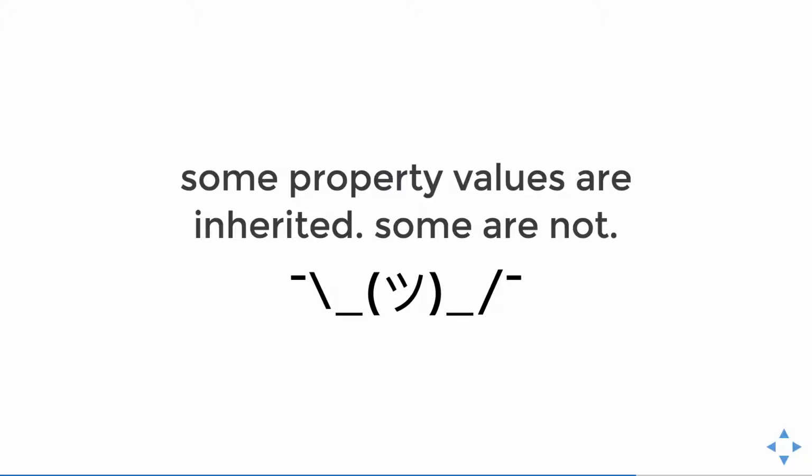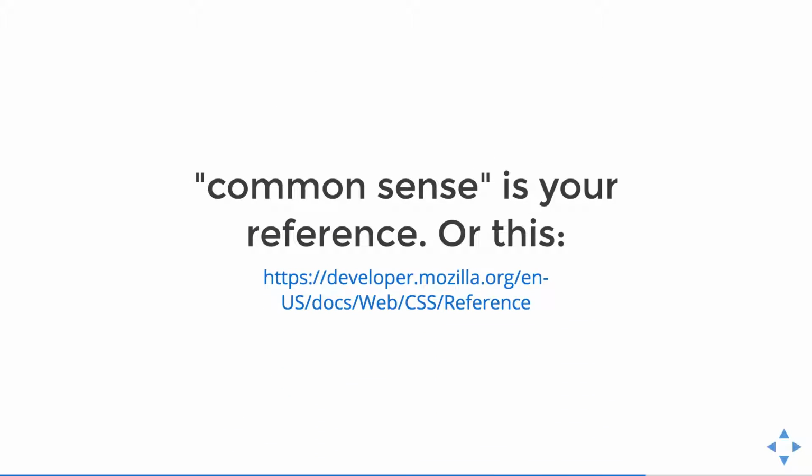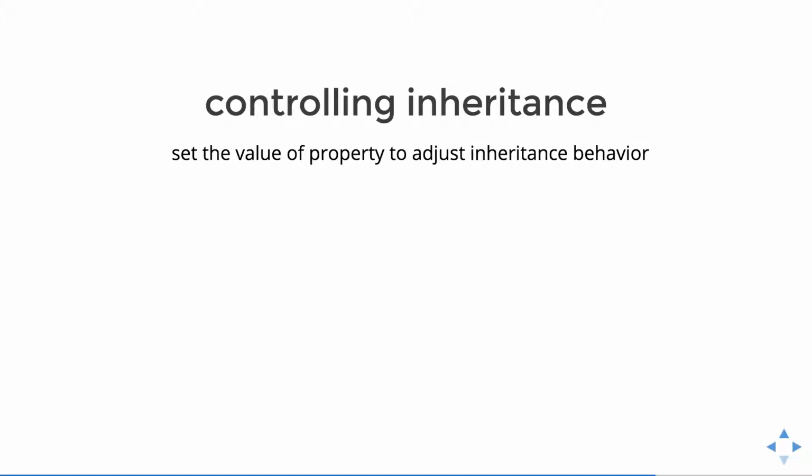Seriously, that's it. You look at what they say. How do you figure out which ones? MDN. Common sense is what it says. Right. MDN. Okay. Things that make sense. Font, colors, those kinds of things inherit. Padding wouldn't make sense to inherit all the way down.